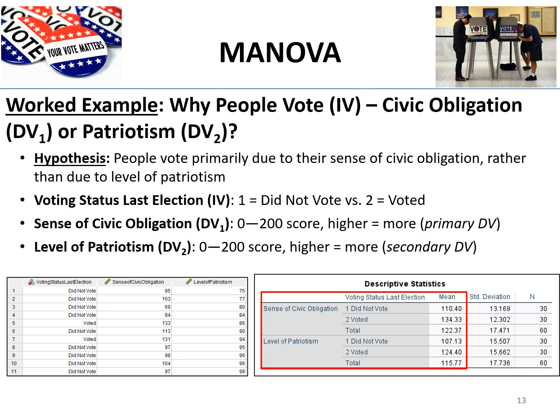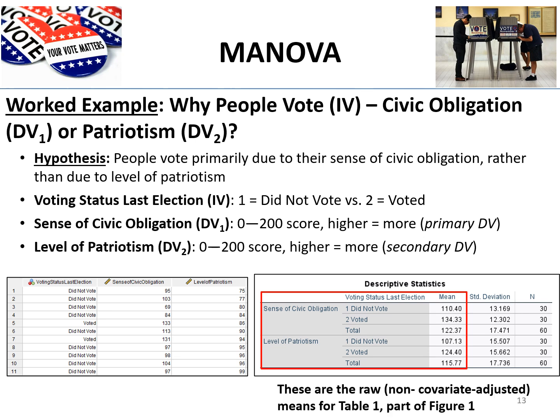There's our means, just to show you from the descriptives table of MANOVA what the means are. These means do get used in your APA write-up. These are the non-covariate-adjusted ones, for Table 1, and they're part of Figure 1 as well.